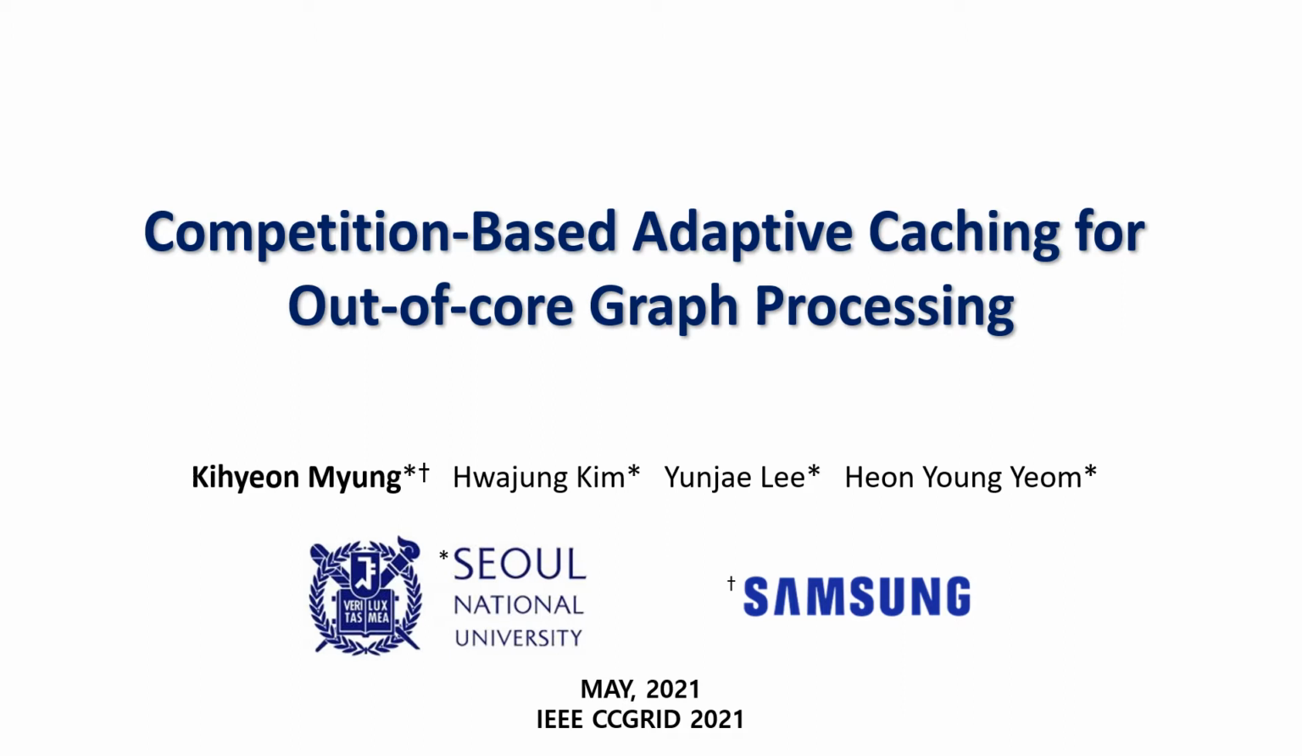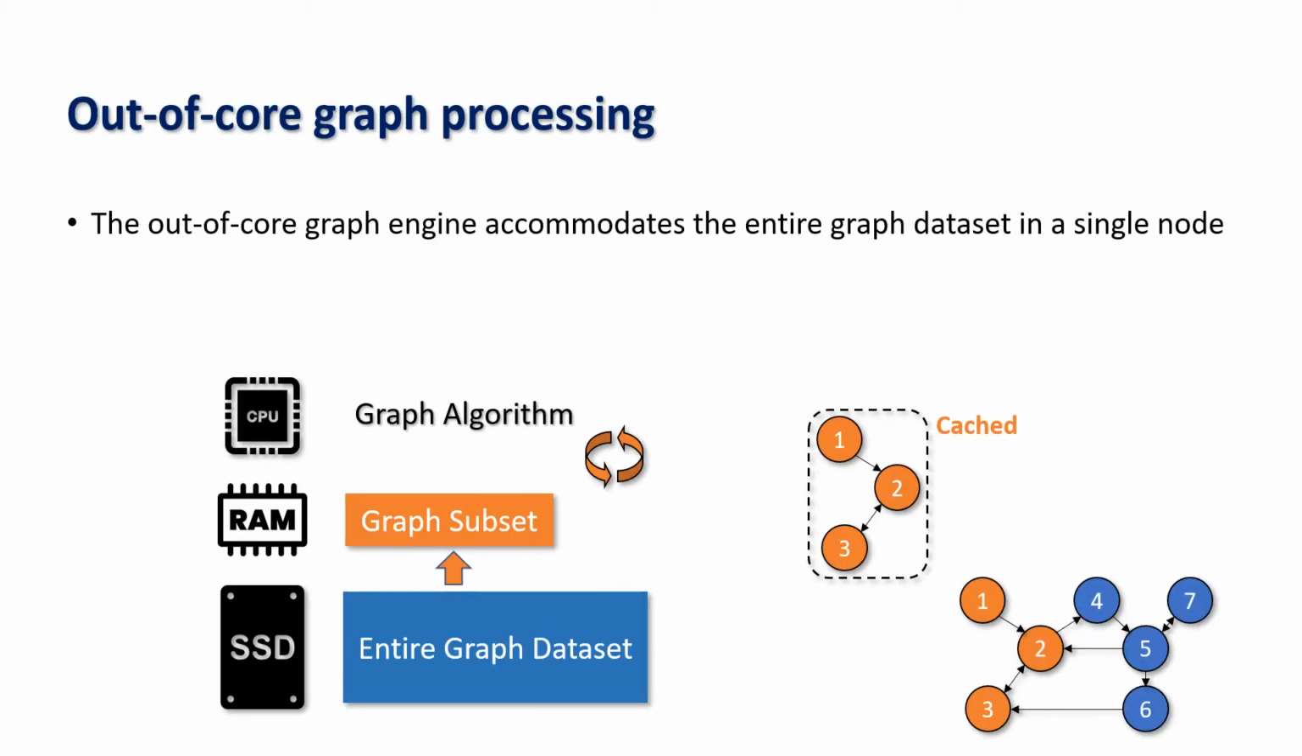Today, I will talk about our work, competition-based additive caching for out-of-core graph processing. The out-of-core graph engine accommodates the entire graph dataset in a single node. No matter the size, the graph dataset resides on the storage device, and the graph subset is dynamically loaded onto the memory. If cached subsets such as 1, 2, and 3 are requested by the graph algorithm, it can be retrieved without storage access.